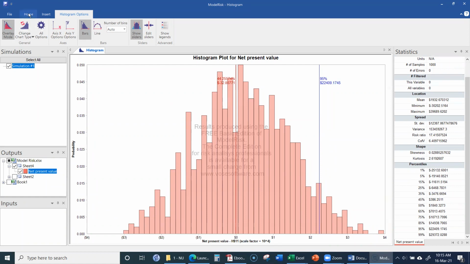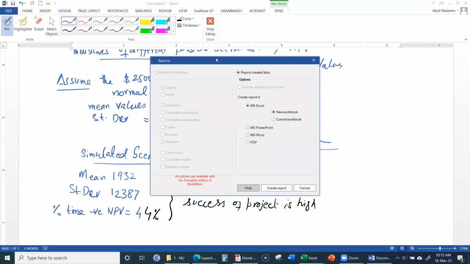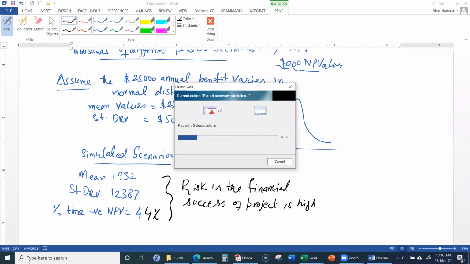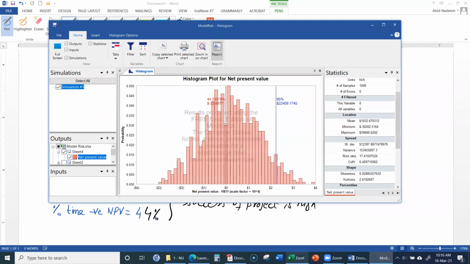In this program, if you go to the home button and then the report, many of these things are only available in the full version. But in this case, you can create the full report with the statistics as well. What you can select is to create the report in Microsoft Excel as a new workbook or in the current workbook. Maybe you can do it in the current workbook, and then create the report. So the report has been generated.